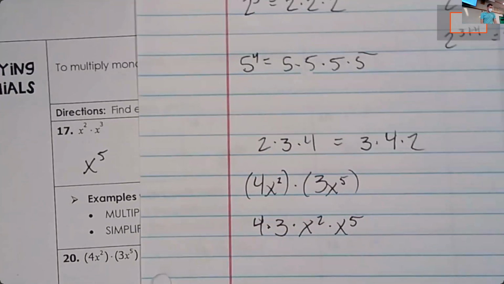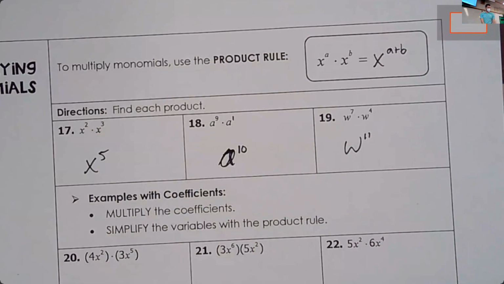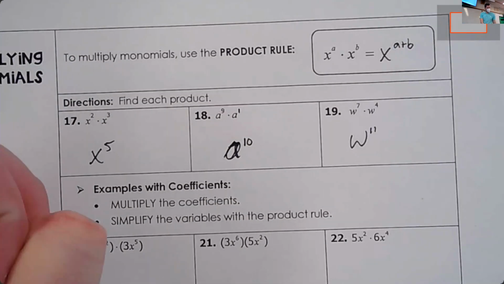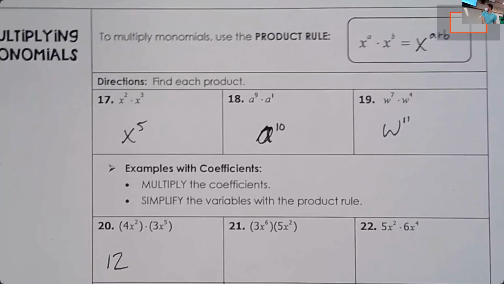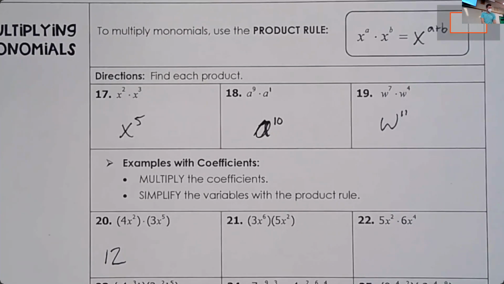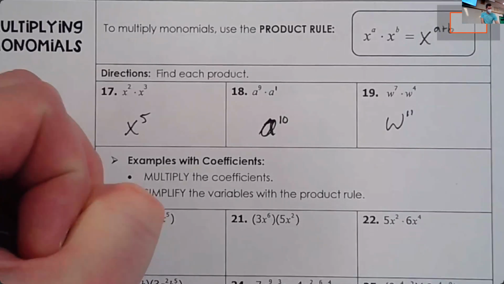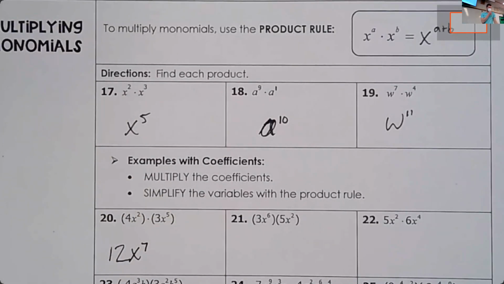So all we need to do on number 20, though, is start by multiplying the coefficients. 4 times 3, which is 12. And because the other two variables both are x, we can just add the exponents together. 2 plus 5 is 7. So the answer is 12x to the 7th power for number 20.